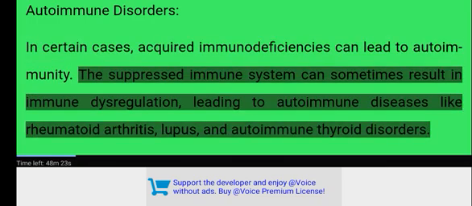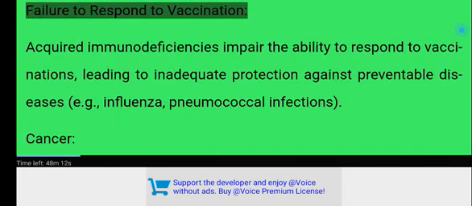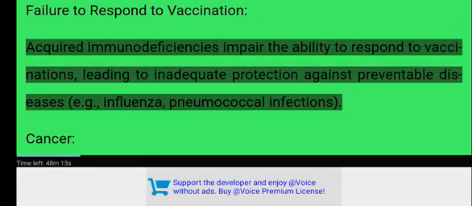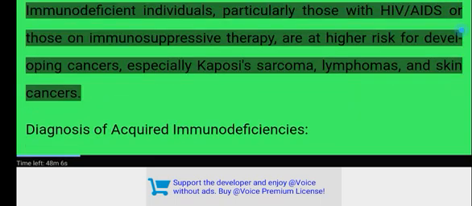The suppressed immune system can sometimes result in immune dysregulation, leading to autoimmune diseases like rheumatoid arthritis, lupus, and autoimmune thyroid disorders. Failure to respond to vaccination. Acquired immunodeficiencies impair the ability to respond to vaccinations, leading to inadequate protection against preventable diseases, e.g., influenza, pneumococcal infections. Cancer. Immunodeficient individuals, particularly those with HIV, AIDS, or those on immunosuppressive therapy, are at higher risk for developing cancers, especially Kaposi sarcoma, lymphomas, and skin cancers.